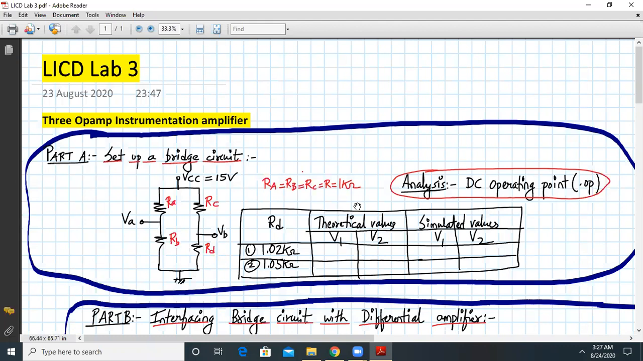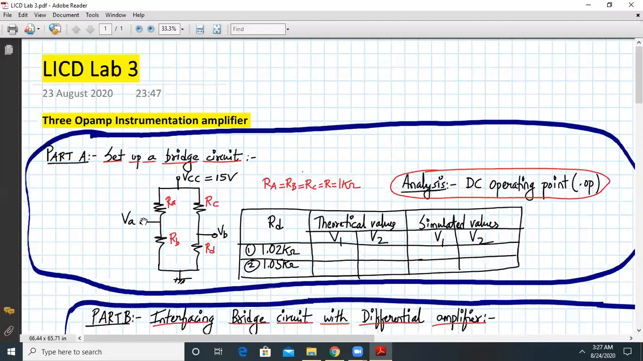RD might be a resistive transducer whose resistance may change because of a physical quantity variation, for example, temperature. So we can consider two cases here. One case is 1.02 kilo ohm, the second case is 1.05 kilo ohm. You set up the circuit in the LT-SPICE schematic, the analysis will be a DC operating point, and you note down the values theoretically. What is the value of V1 and V2?